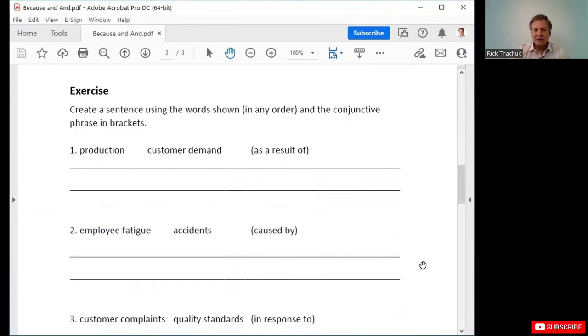This is a little writing exercise here. Create a sentence using the words shown and the conjunctive phrase in brackets. So we need to create a sentence that has the word production in it and the words customer demand in it. And we need to have this phrase, as a result of, in the sentence. These two words can appear in any order. So this word might appear first in the sentence, or this might appear first in the sentence. It doesn't matter as long as it is a complete sentence and it makes sense and we have met the criteria. Now, there is no single answer to this exercise, but let me show you some of my sentences.